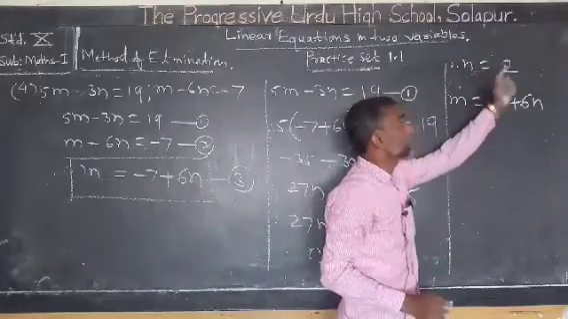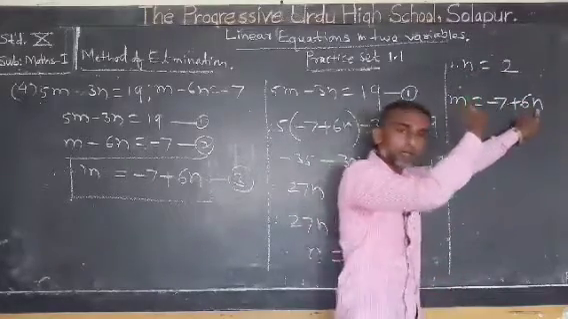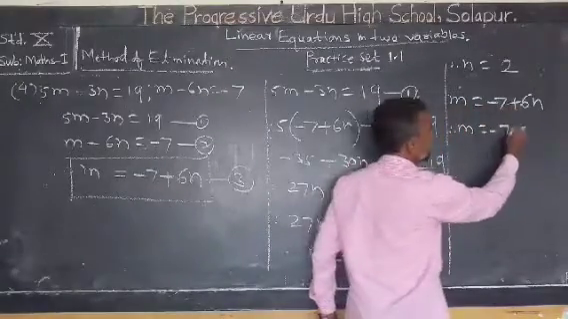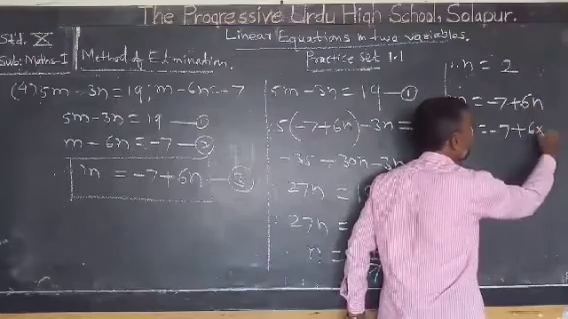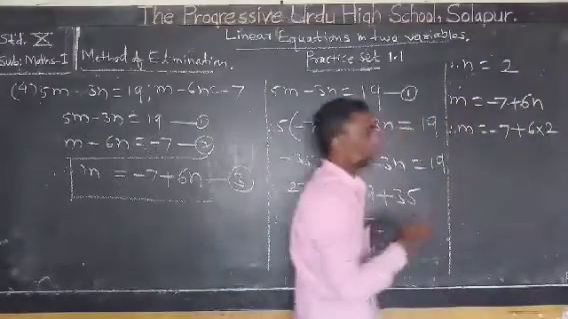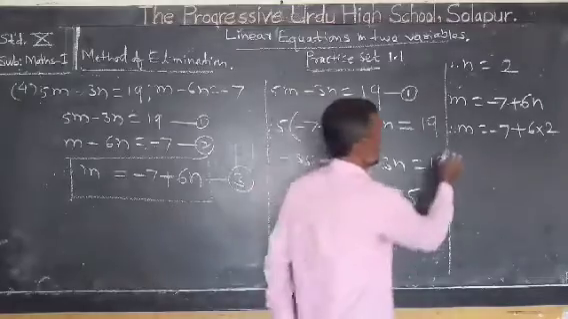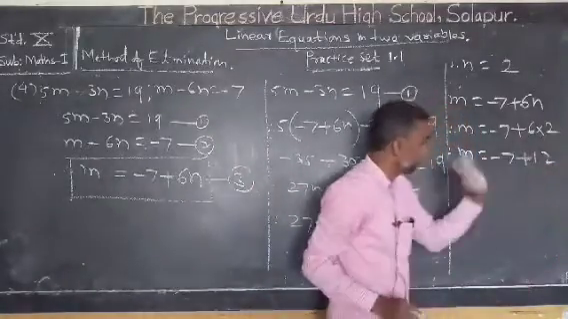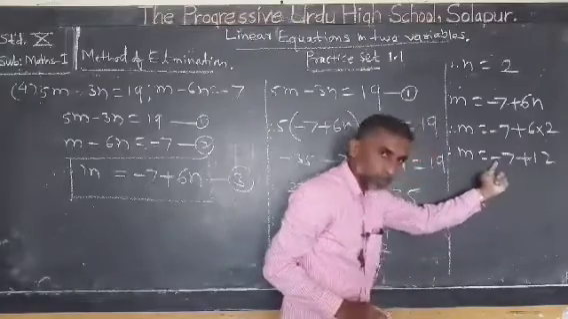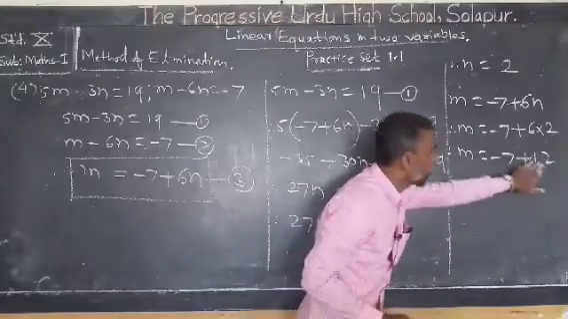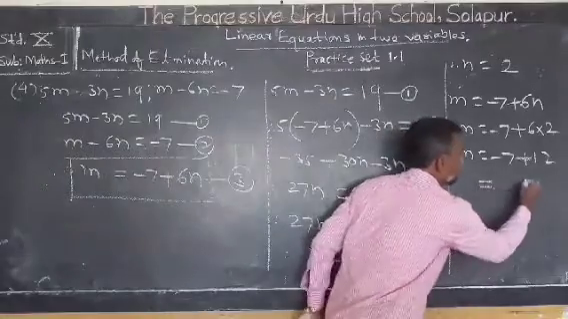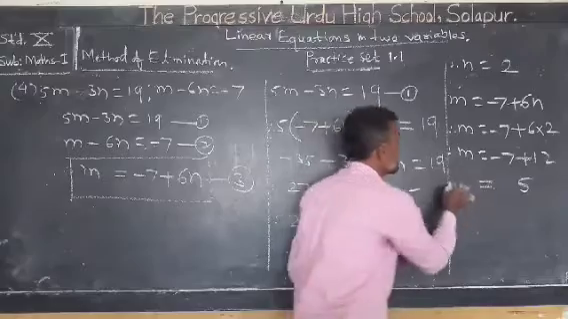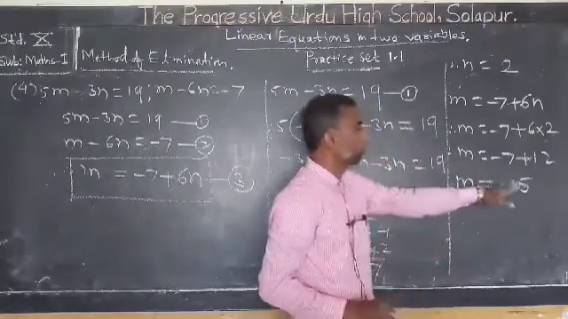Put n is equal to 2 in equation number 3. Therefore, m is equal to minus 7 as it is, plus 6 into n, the value of n is 2, which we have found. Therefore, m is equal to minus 7 plus 12. 6 twos are 12. Now signs are different, so do the subtraction. 12 minus 7 is equal to 5. Sign of the greater number is positive. Write 5 as it is. Therefore, m is equal to 5.